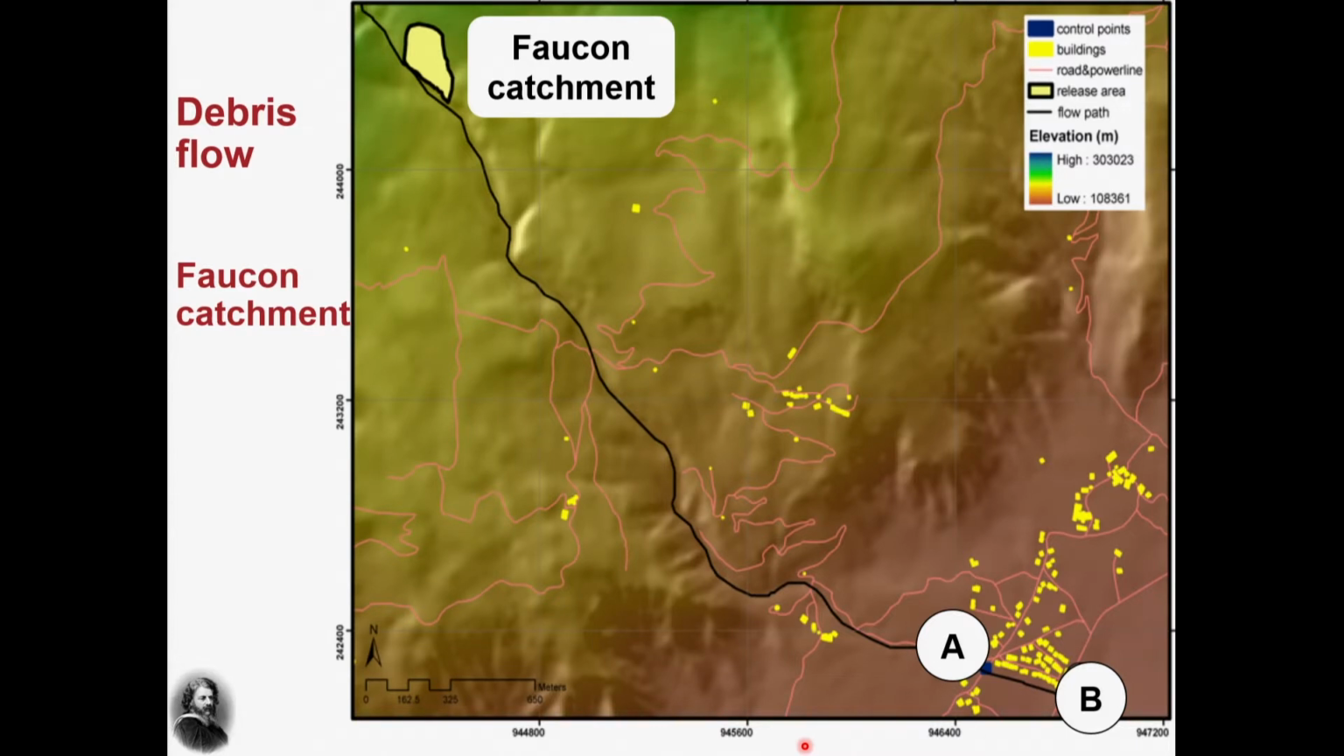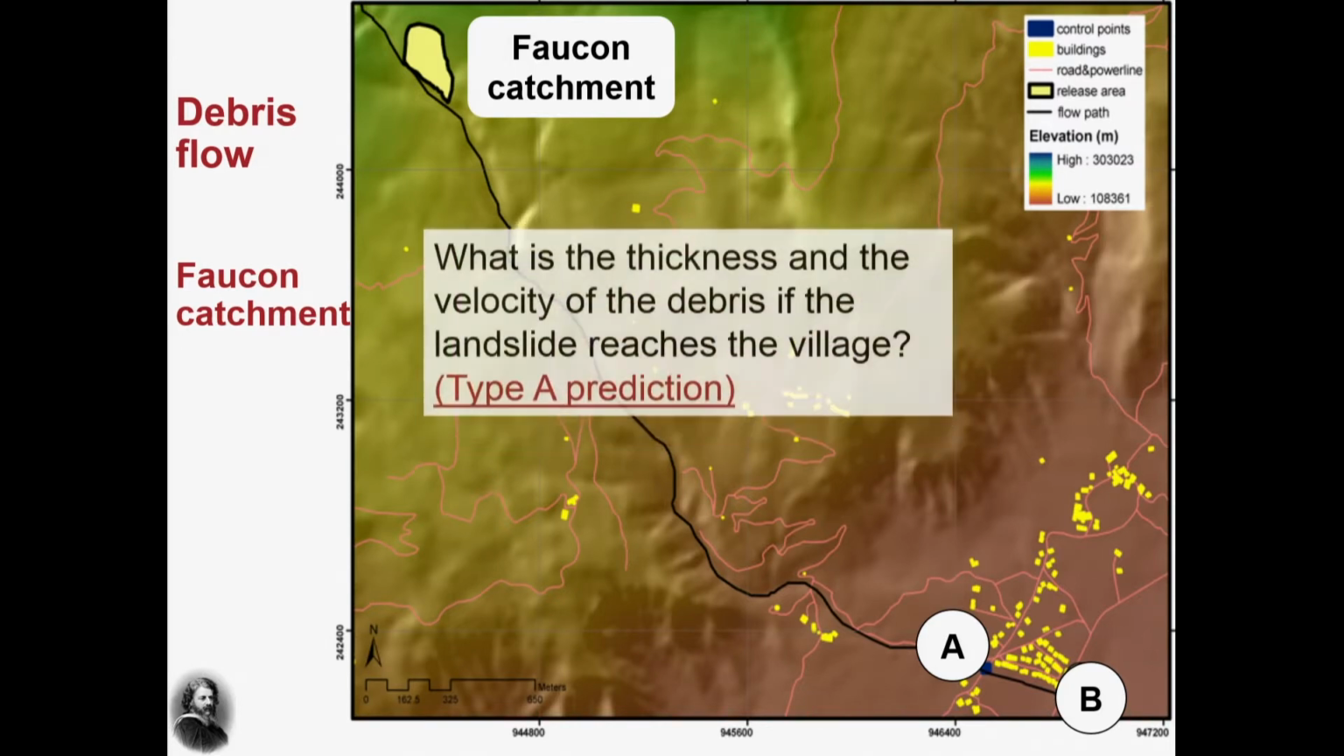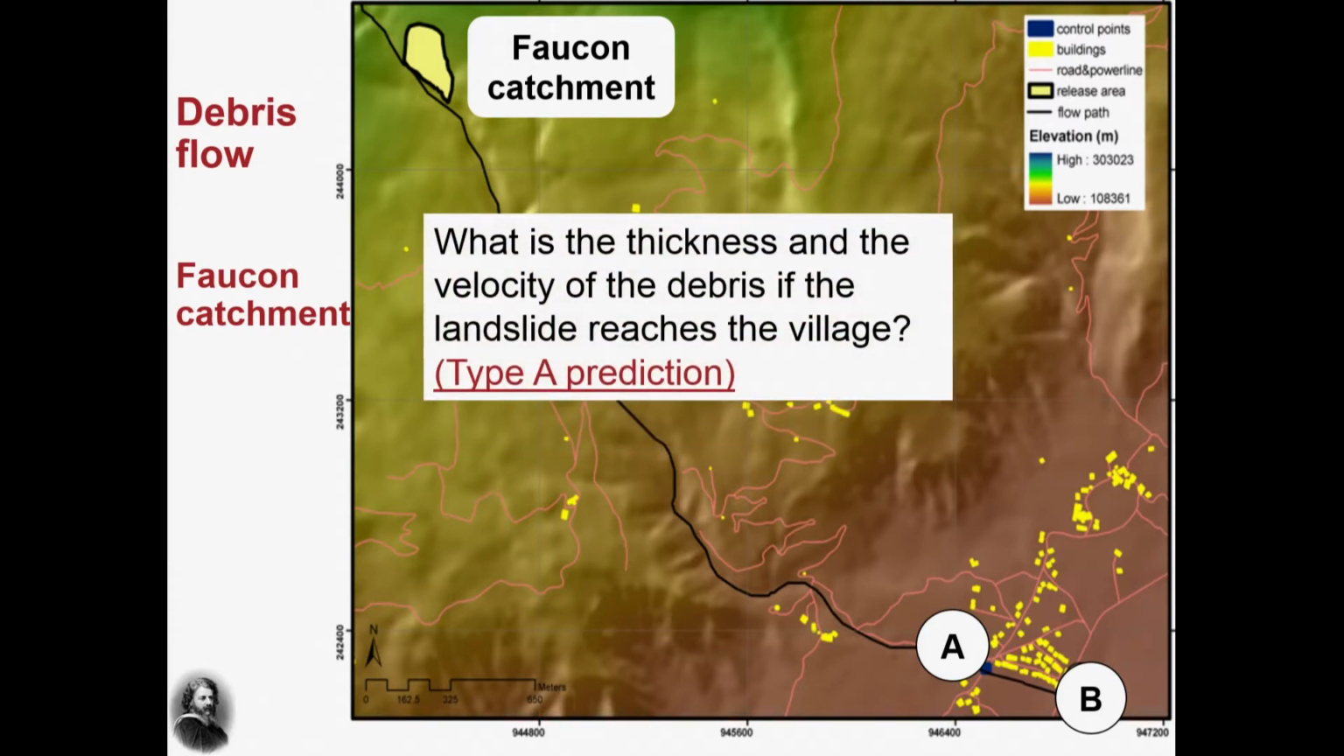It's 3,000 meter elevation at the top, where the slide started. The buildings are shown in yellow in the valley. In pink, there are the power lines and the roads. And the area that you see on the graph is about 2.5 square kilometers. The problem was, what is the thickness and the velocity of the debris if the landslide reaches the village?